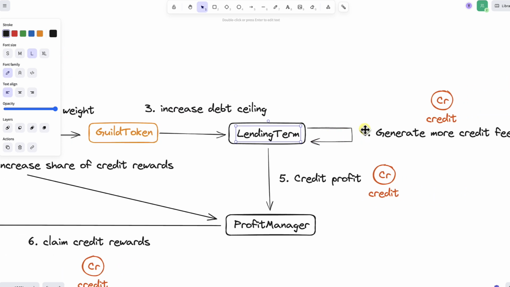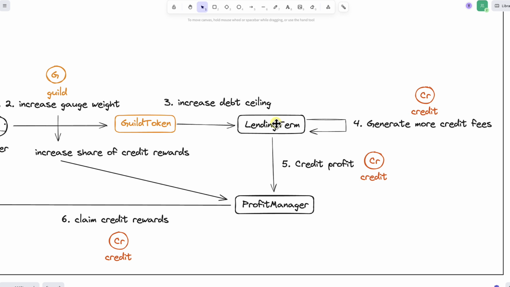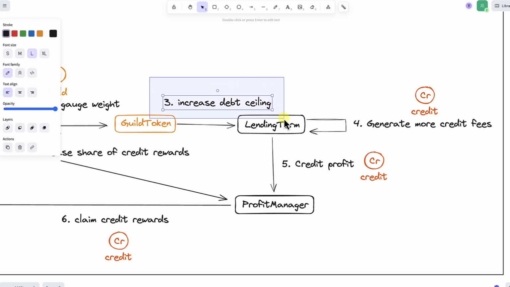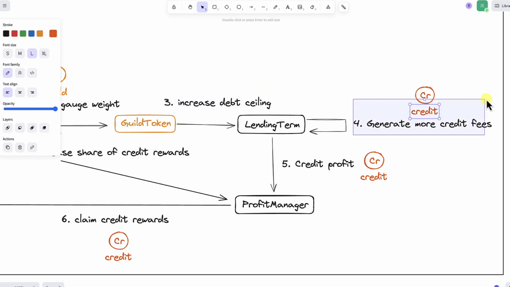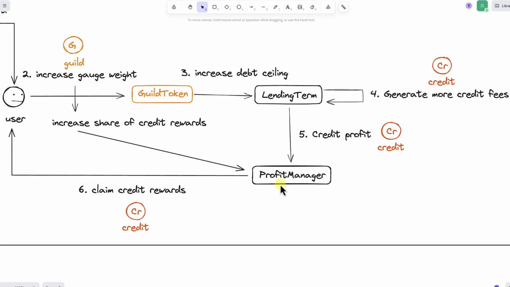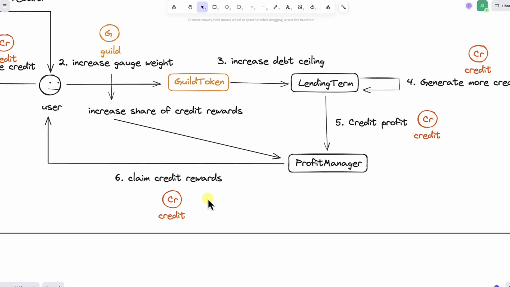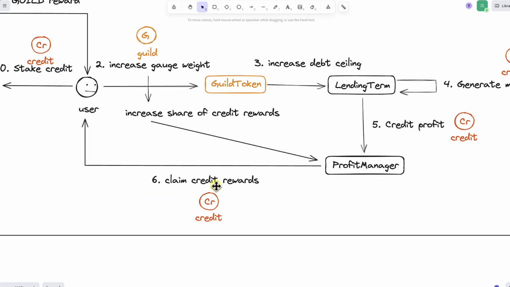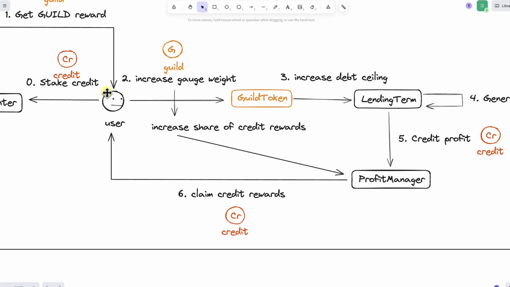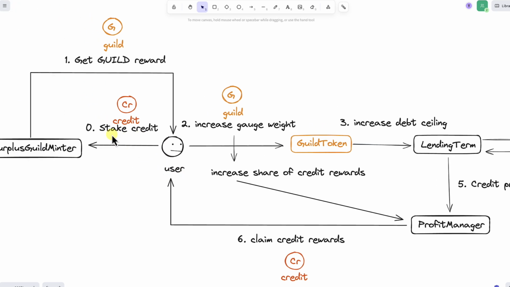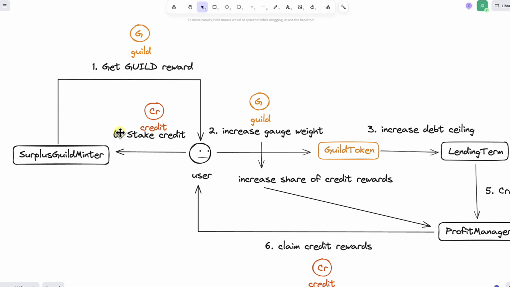So when you increase the debt ceiling, this means that more users will be able to borrow credit tokens from this lending term. So this also means that this lending term will generate more profit. The profit will be reported to the profit manager contract. And the profit manager will report back the credit to the user. And the user, since now has more credit, they can repeat the cycle to get more guild token and get more credit. So I think that this explains how the tokenomics work in ECG.